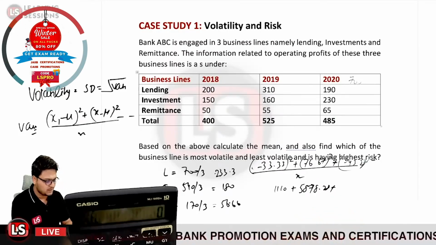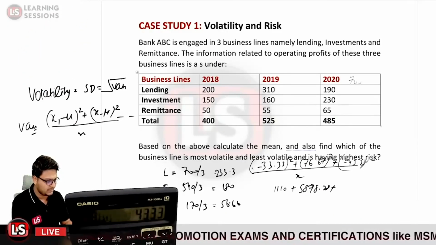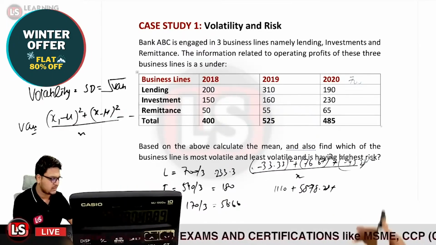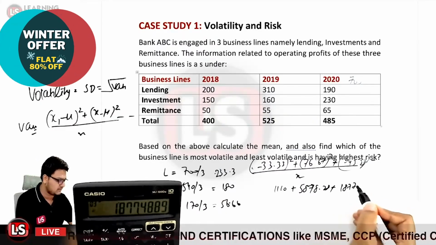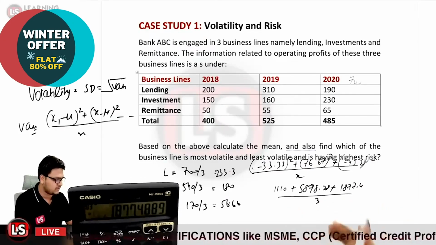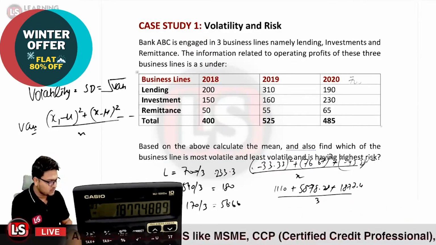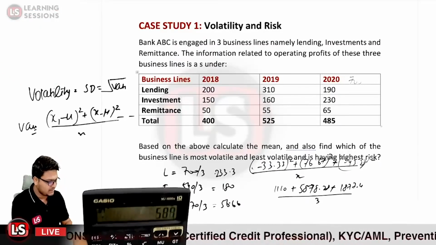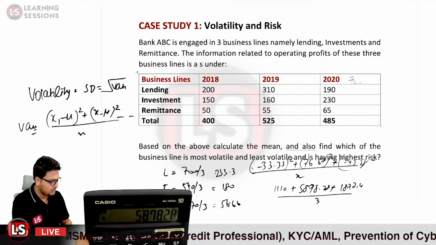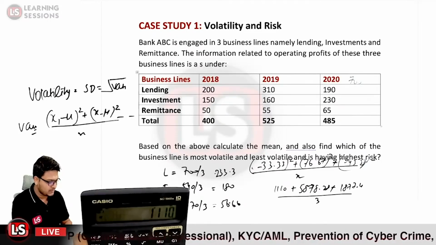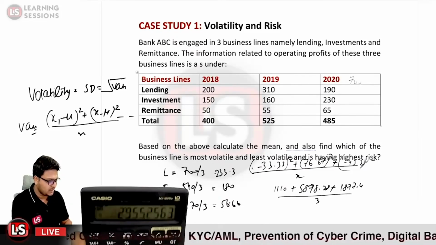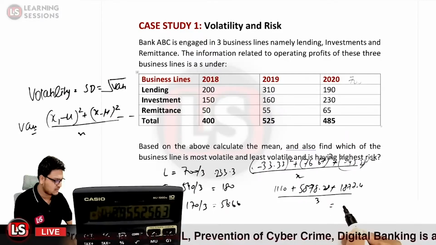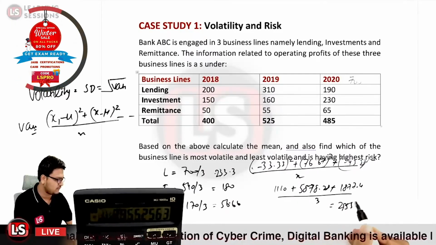5878.28 plus 43.33 multiplied by 43.33, that comes out to be 1877.4 divided by 3. So we will be adding them up. So it will be 1877.48 plus 5878.28 plus 1110 and further divided by 3. So there the variance comes out to be 2955.